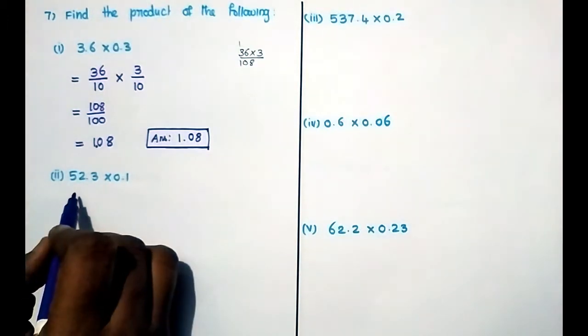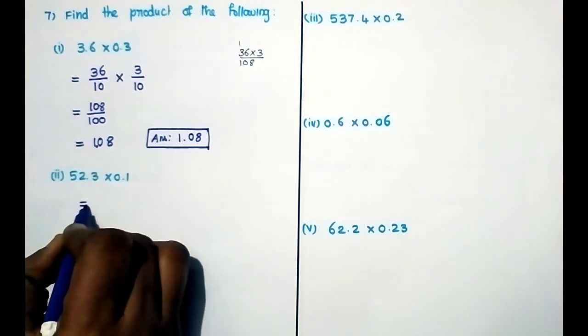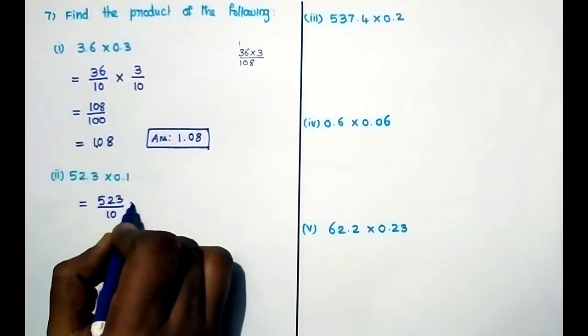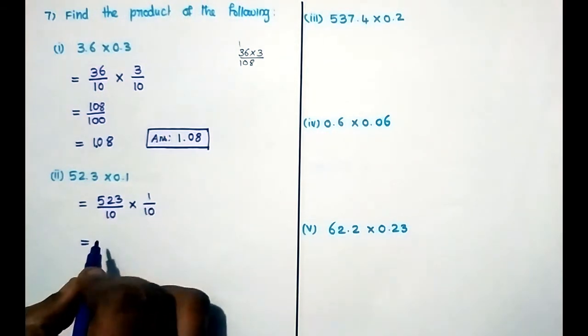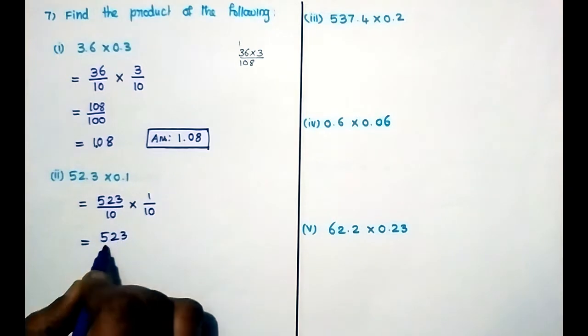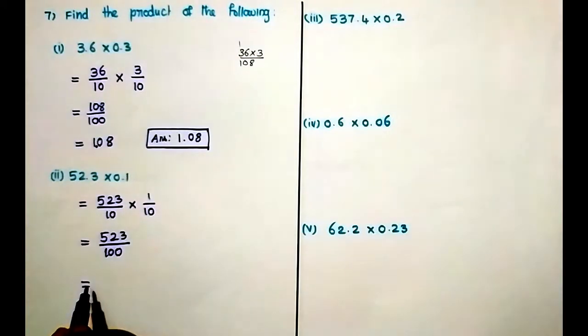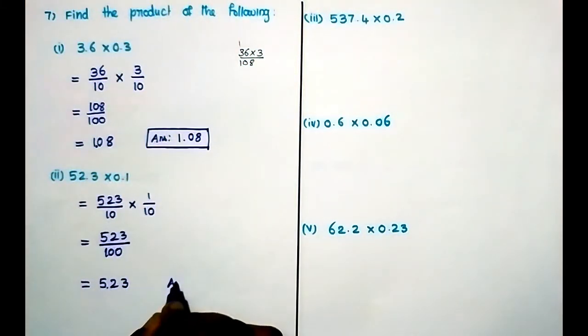Next one, 52.3 into 0.1. Write down in fraction form. So 523 divided by 10 into 1 by 10. 523 into 1, 523, divided by 10 into 10, 100. So 523. Here also in the denominator 2 zeros, so before 2 digits we have to keep the point. So answer 5.23.